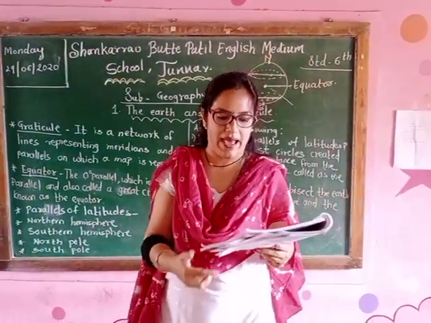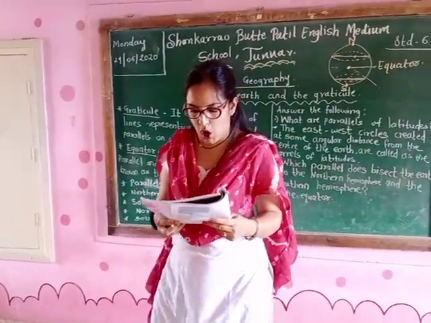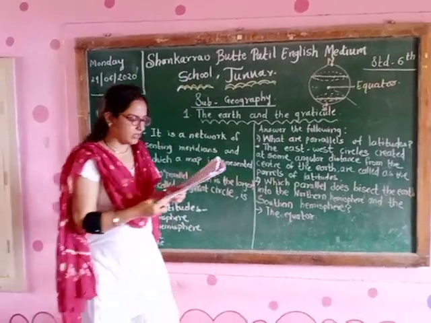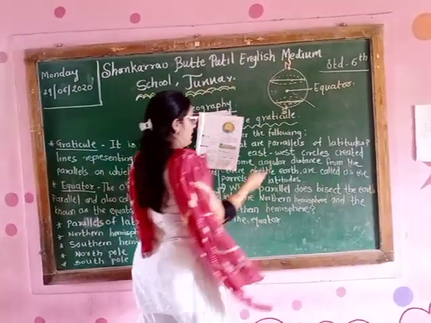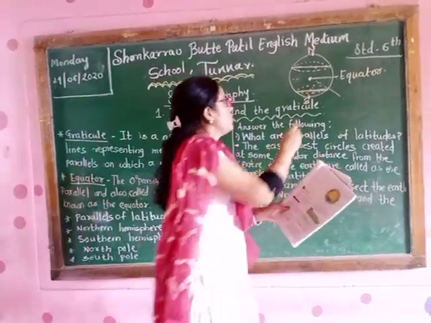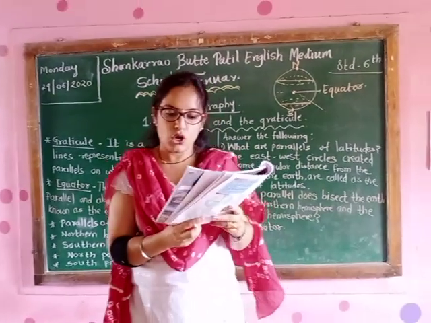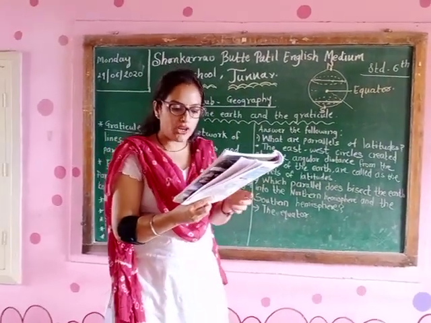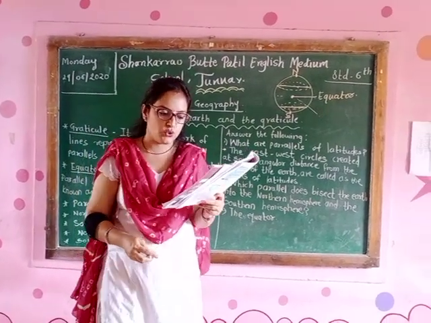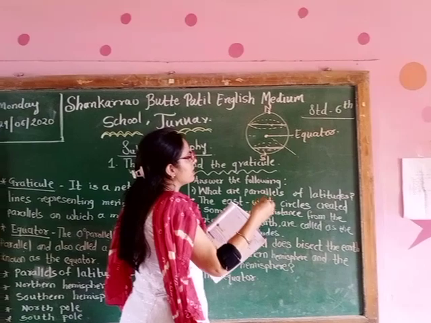I'll just repeat the paragraph now. The equator bisects the earth into north and south parts. The one to the north is called the northern hemisphere, while the one to the south side is called the southern hemisphere. Towards the north and the south of the equator, the parallels of latitude progressively become smaller and smaller.